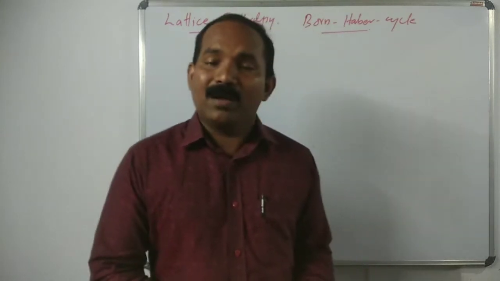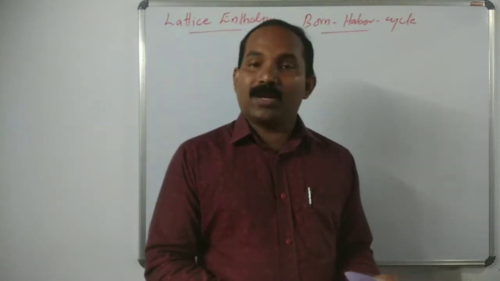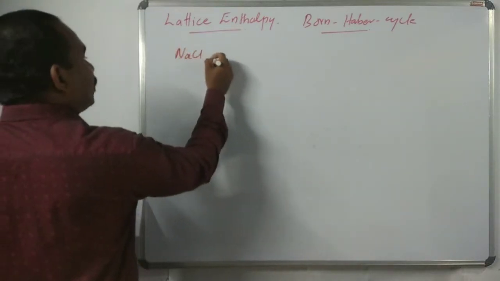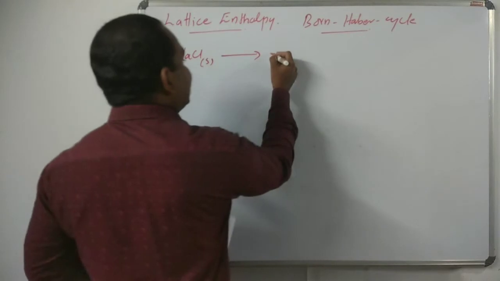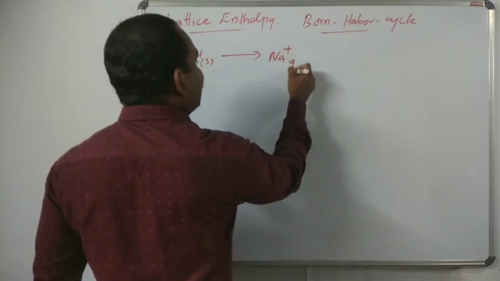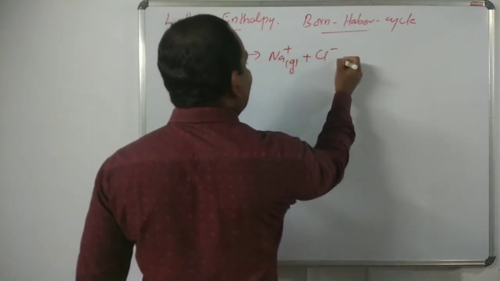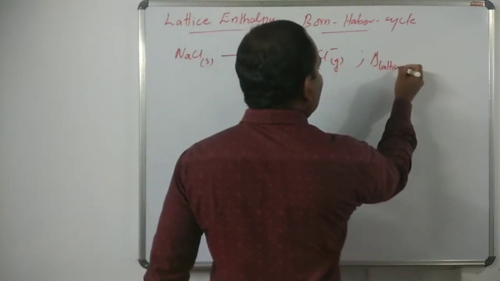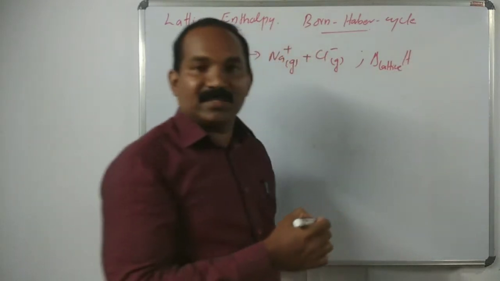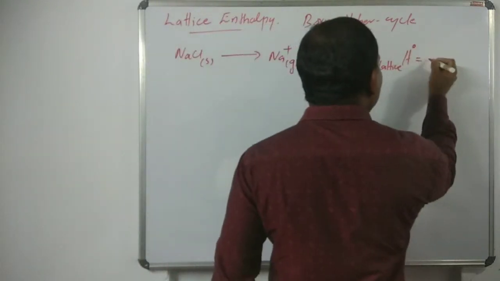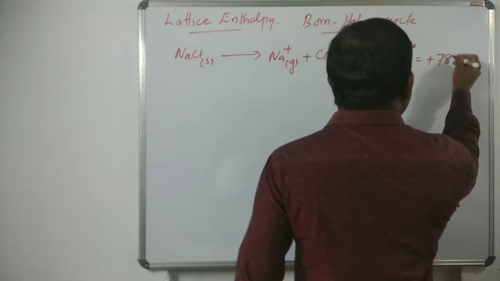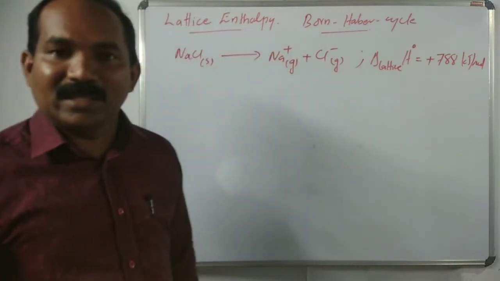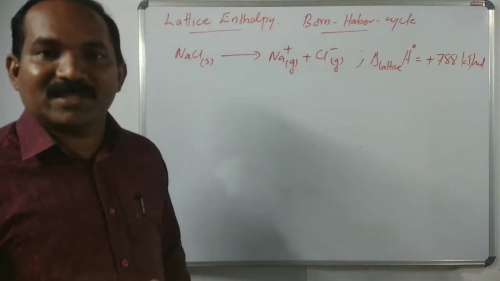For example, again we consider sodium chloride. NaCl solid dissociates into Na plus gas plus Cl minus gas. The lattice enthalpy, delta lattice H naught, is equal to plus 788 kilojoule per mole. 788 kilojoule per mole.